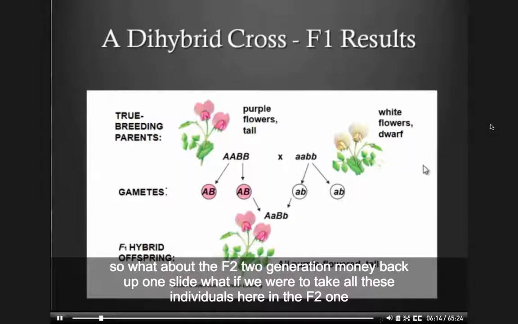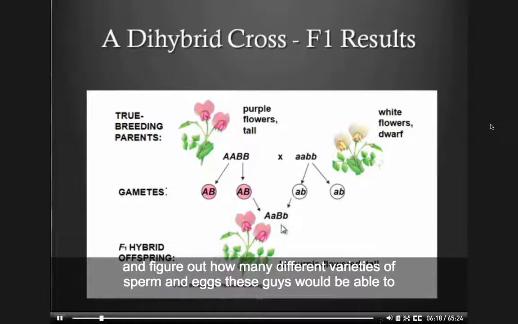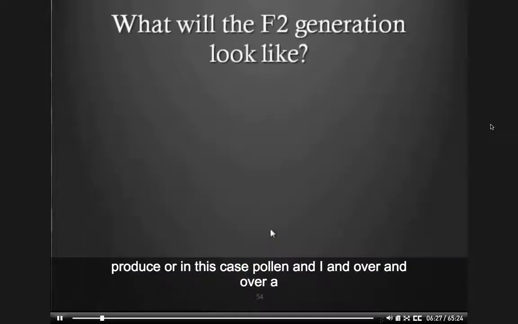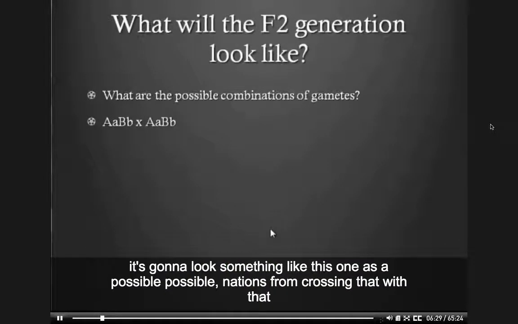Let me back up one slide. What if we were to take all these individuals here in the F1 and figure out how many different varieties of sperm and eggs these guys would be able to produce, or in this case pollen and ova? It's going to look something like this. What are the possible combinations? So we're crossing that with that.